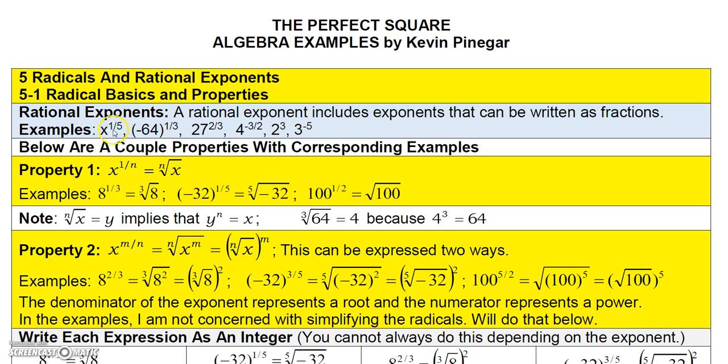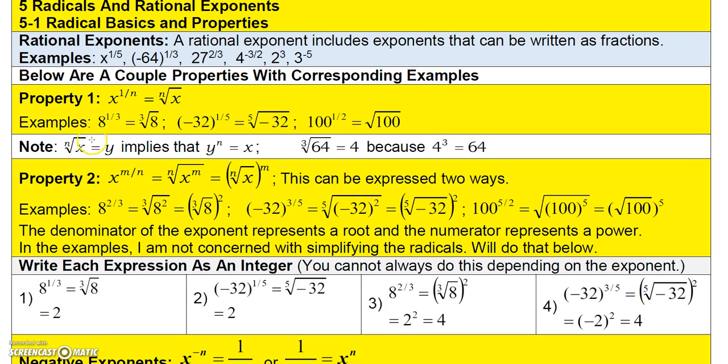X to the 1/5 is a rational exponent. Negative 64 raised to the 1/3 power, 1/3 is a rational exponent. 27 to the 2/3, 2/3 is a rational exponent. 4 to the negative 3/2 is a rational exponent, and so forth. Now, all integers are also rational numbers. So technically, 2 to the 3rd power, 3 is a rational number. 3 to the negative 5, negative 5 is a rational number. But most of the time when we're talking about rational exponents, we're really focusing on exponents like negative 3/2 or 2/3.